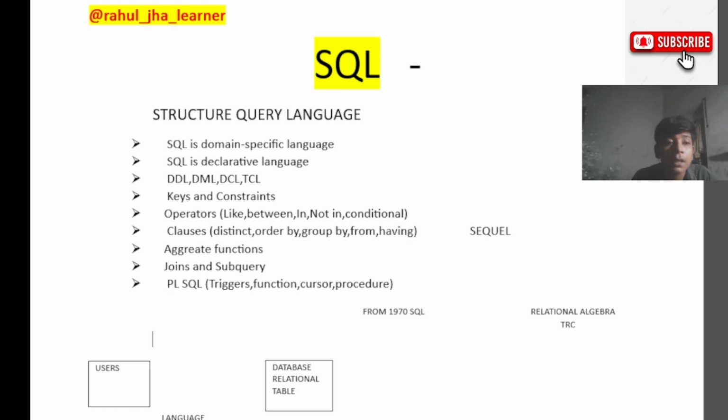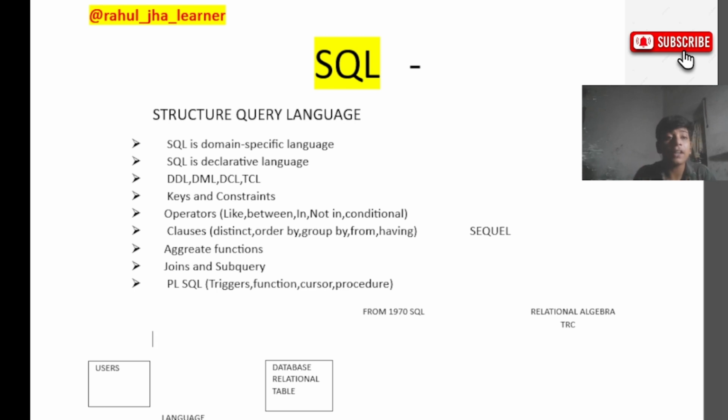Why is it domain specific? Because we can use it only with structured data, meaning only inside relational databases, where we have our data in the form of tables. We have to fetch data from there. So it is a particular domain where we use it, relational databases, and that's why we call it a domain specific language.